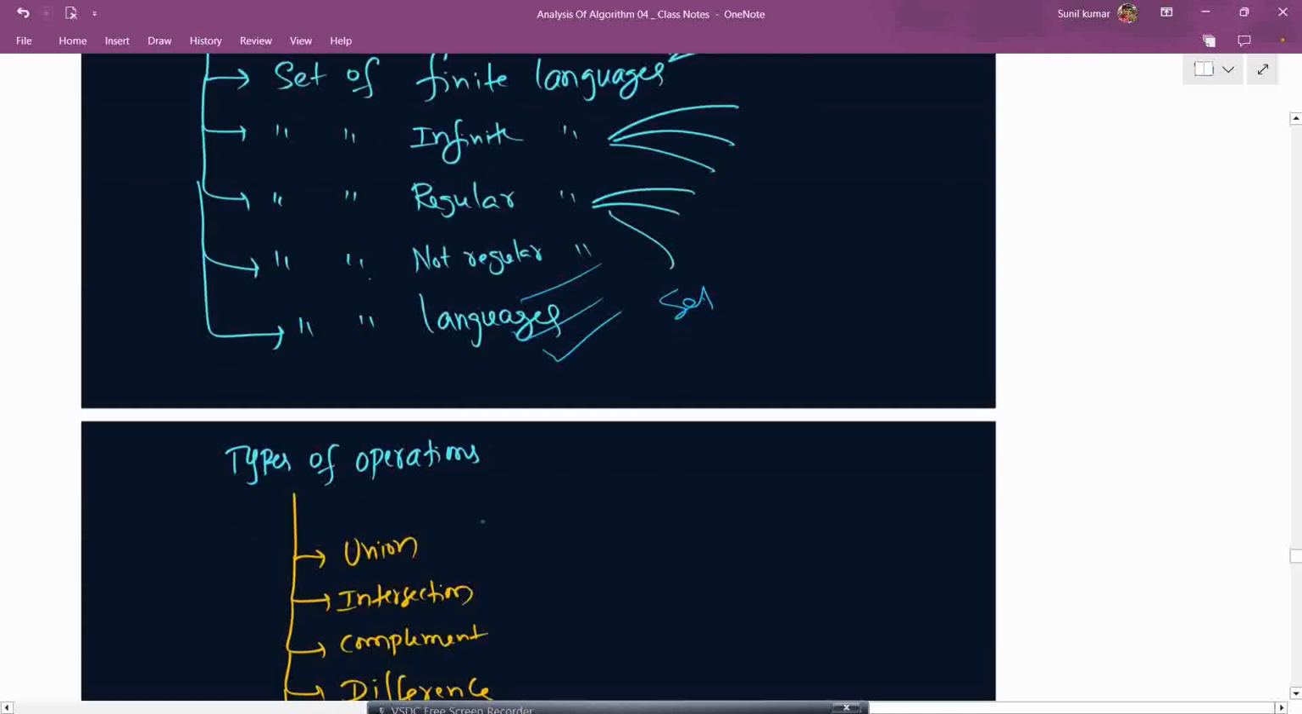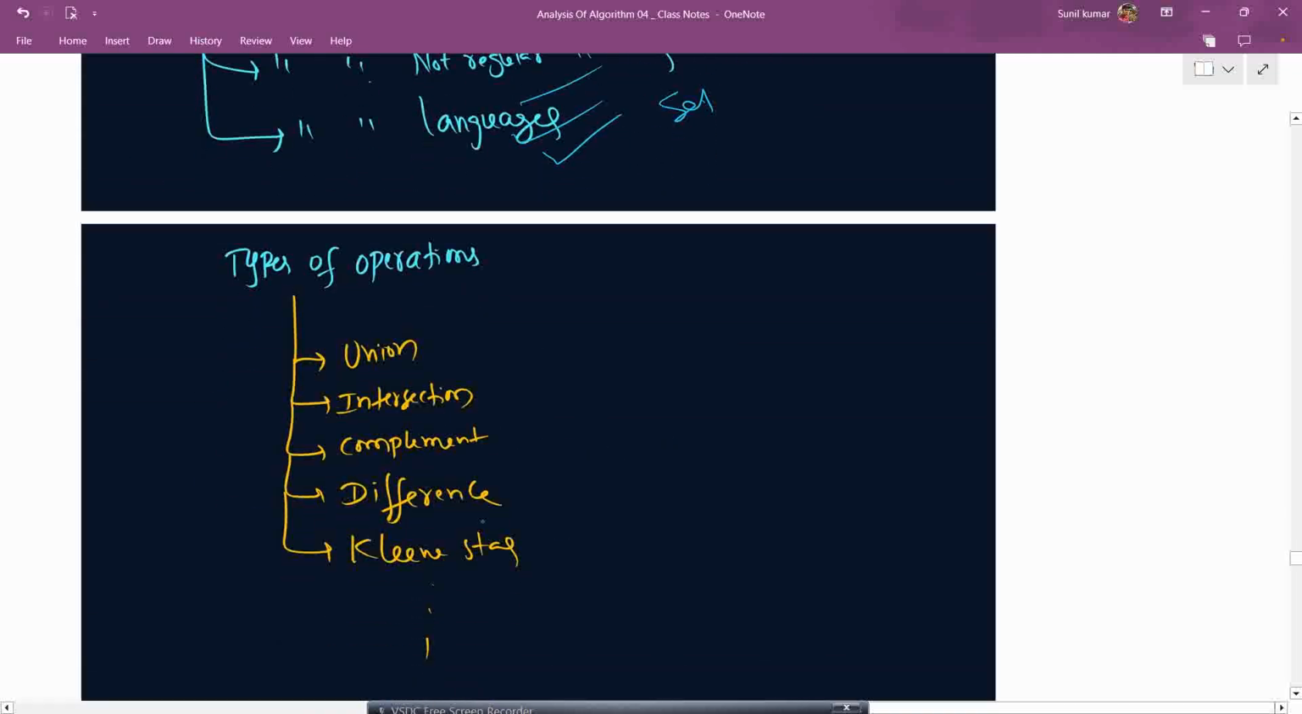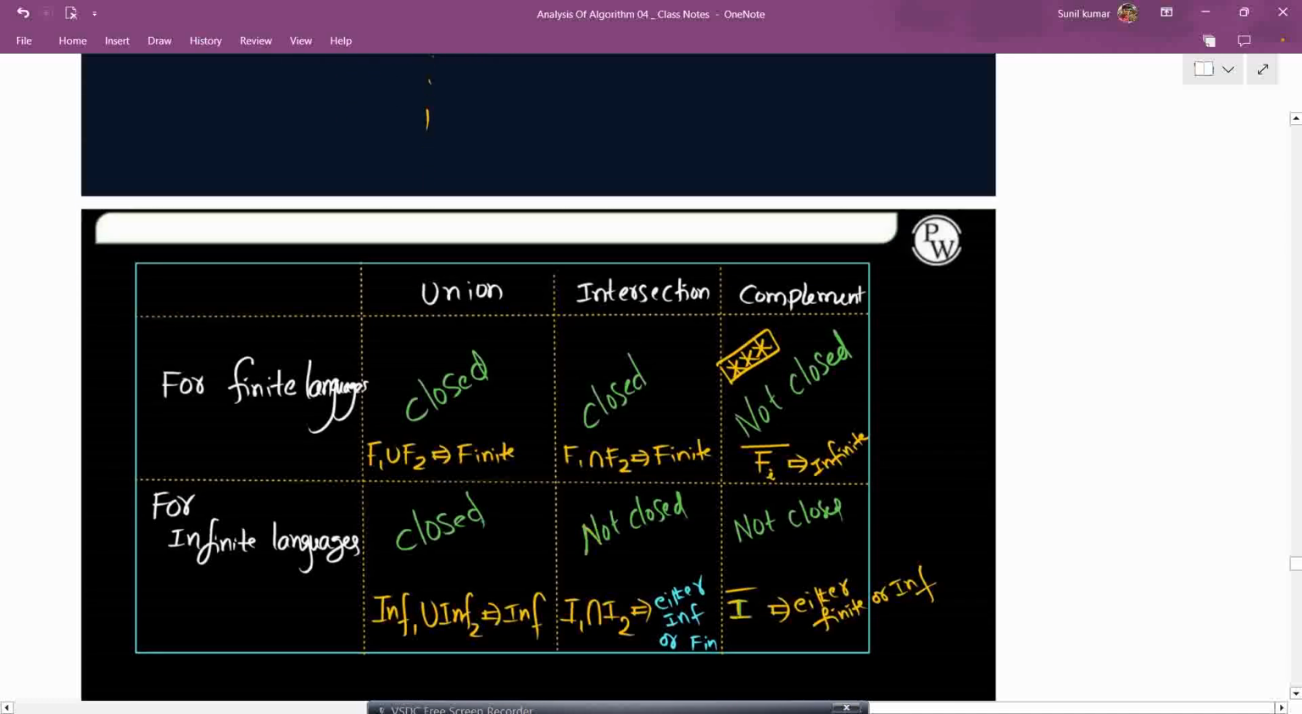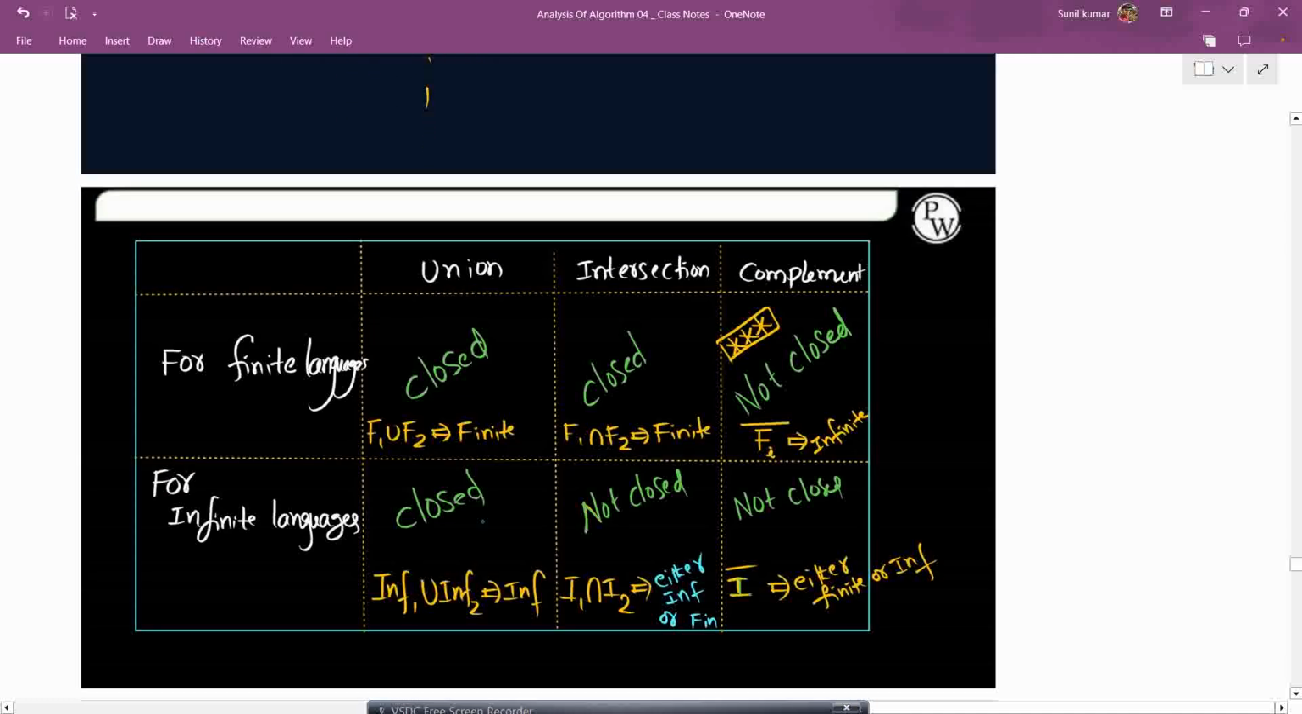These are also the types of operations in regular languages. For finite automata we have union, intersection, complement, difference, Kleene star, like these. So for finite languages, union is closed, right? Finite union finite is always finite, right?